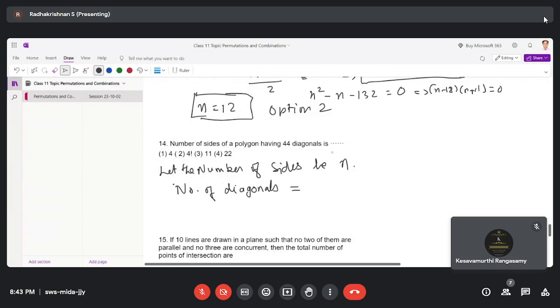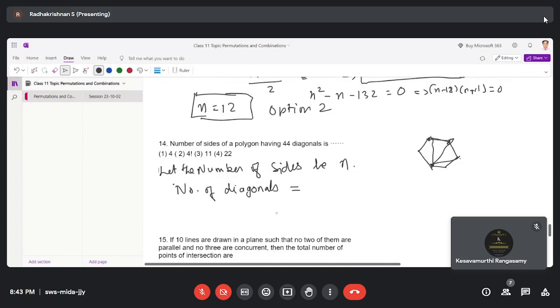See, diagonals basically means joining any two vertices, right? Any two like this. So you take any 2 points. If it is an n-sided polygon, there are going to be n vertices. So you choose any 2 and join them. That will be either a diagonal or a side.